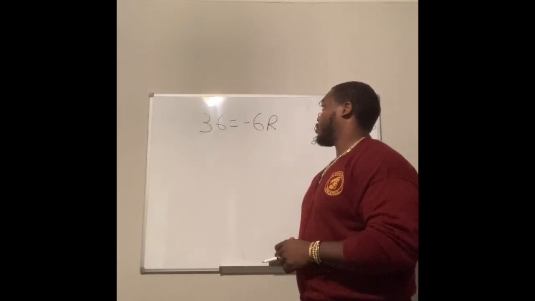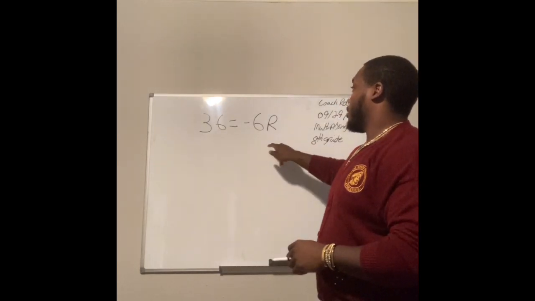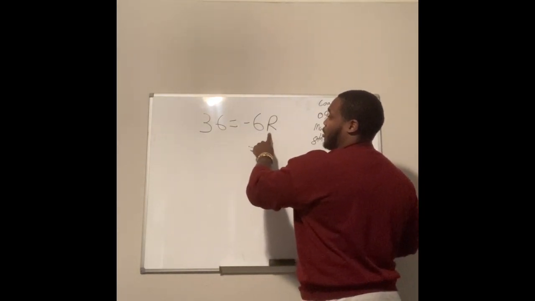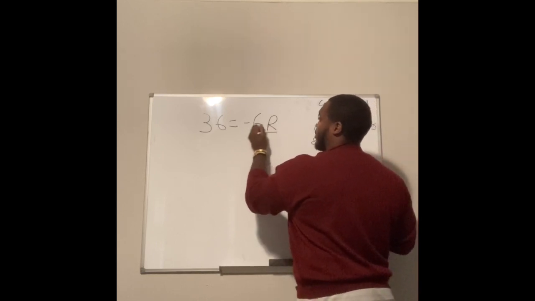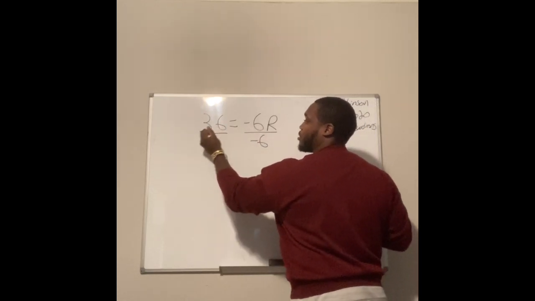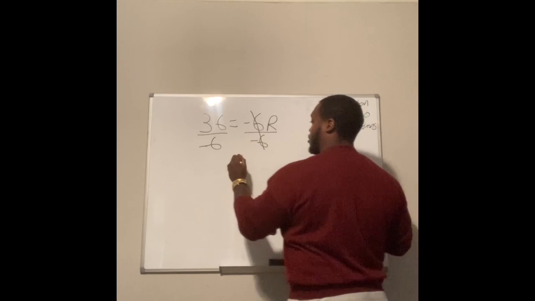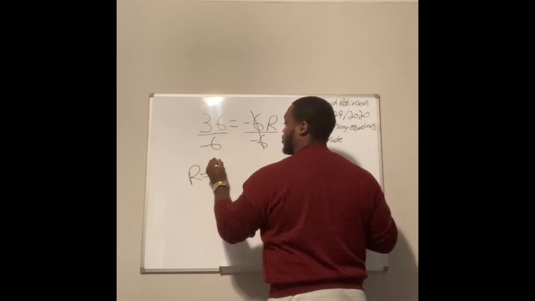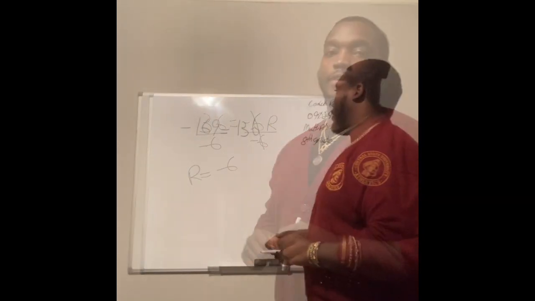Now let's do another example. In this problem, we have negative 6r equals 36. We know that this is a multiplication problem. Essentially, this is a coefficient and a variable. So in order for me to isolate this variable, I have to divide by the coefficient, that being negative 6. Whatever you do to one side of the equal sign, you have to do to the other side as well. So divide this side by negative 6. These two negative 6s will cancel out. So r equals 36 divided by negative 6, which is negative 6. A negative number times a negative number is a positive.